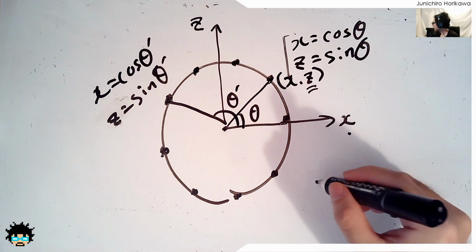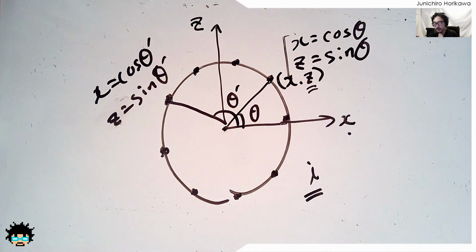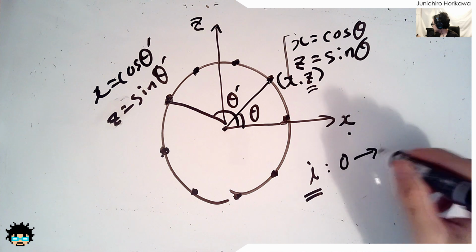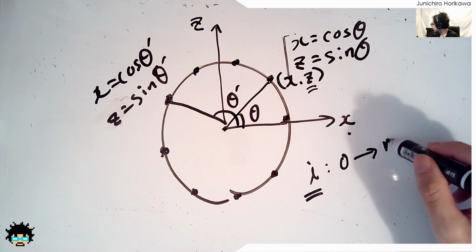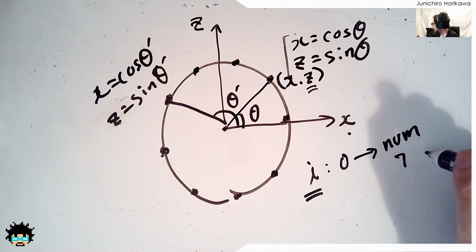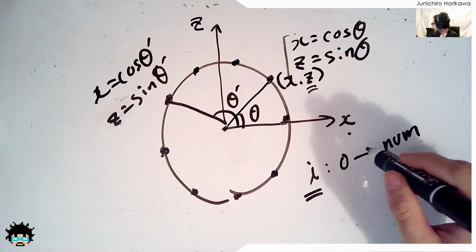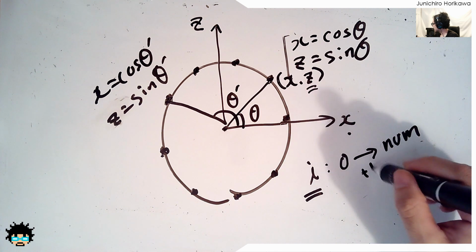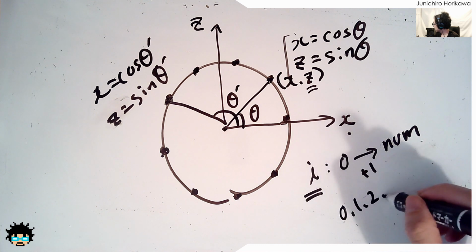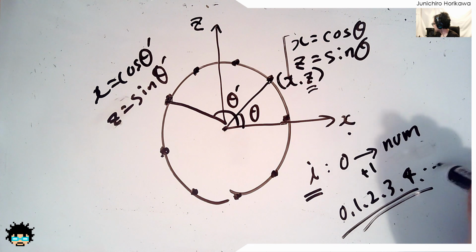together with the I value inside the loop. Okay. And as I said, the I will change from 0 to some specified number, could be like 7, could be like 8 or so, and it is incremented by 1. Okay, so you have 0, 1, 2, 3, and 4, and so on.